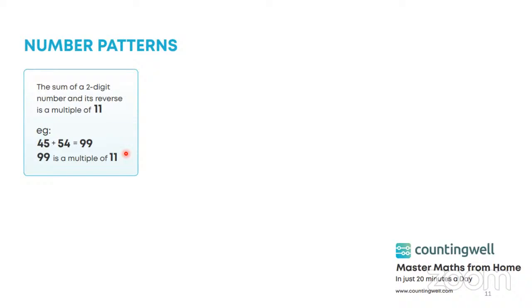For example, you can take 23. The reverse of 23 is 32. Adding both the numbers, you will get 55. So again, 55 is a multiple of 11. If you take the number 20, its reverse will be 02. Adding 20 and 2, you will get 22. 22 is again a multiple of 11.